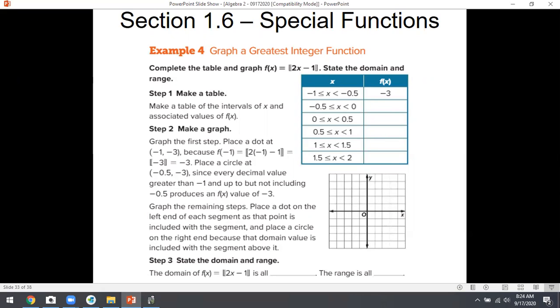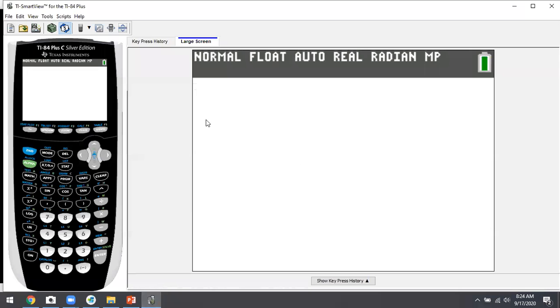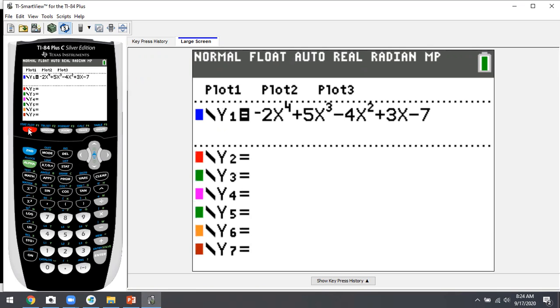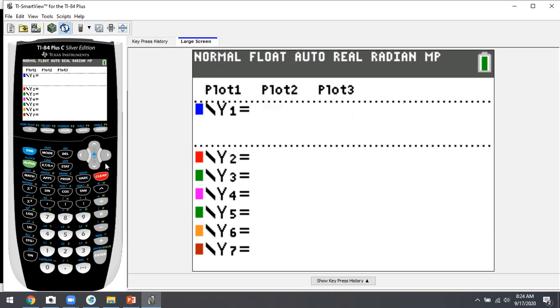So calculators out. Here we go. We're looking for the greatest integer of 2x minus 1. Let's practice some graphing. So first off, whenever you graph anything, you need to go to the y equals, correct? If you got something in there, clear it out. Clear. Now, where do you find this greatest integer function or anything like that?